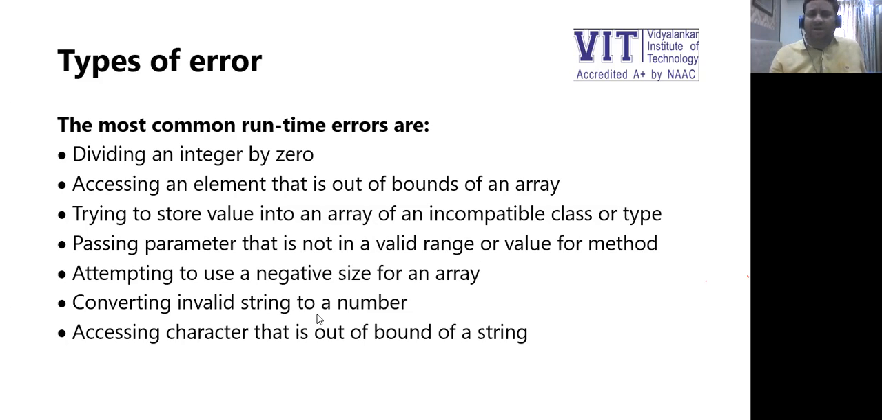Converting an invalid string to a number, or trying to access a character which is out of bound of the string. So if your string is HELLO, with indexes 0 1 2 3 4, the range will be 0 to 4, and if you try to access the fifth or sixth element, it will give you a character out of bound error. So these are some common runtime errors that we encounter during program execution, depending upon the input that we provide.